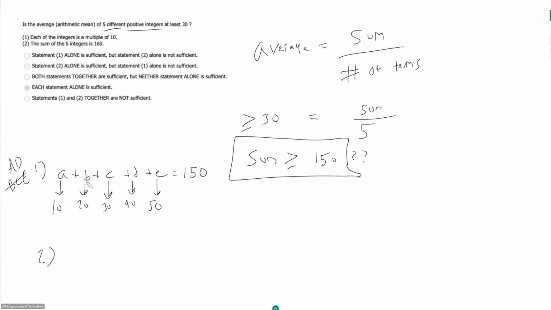Statement 2 says the sum of the 5 integers is 160. Well, that pretty much directly answers their question. So we are left with a D, each statement alone.